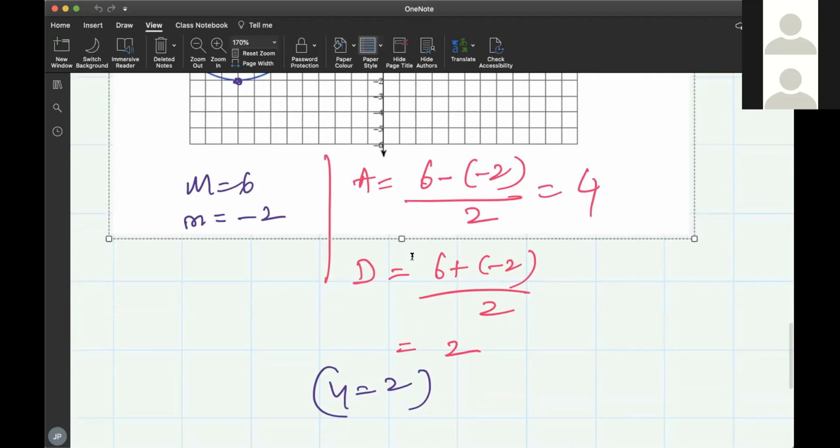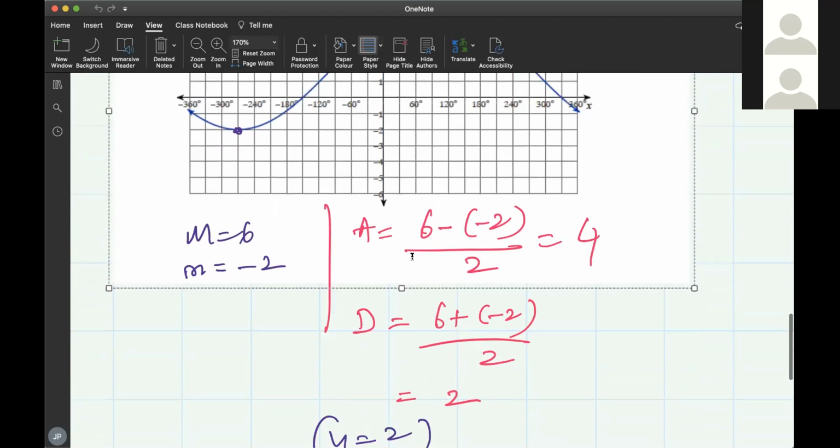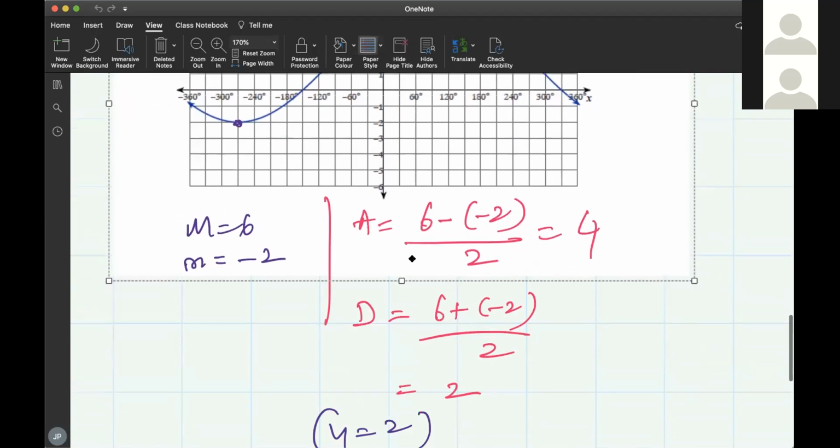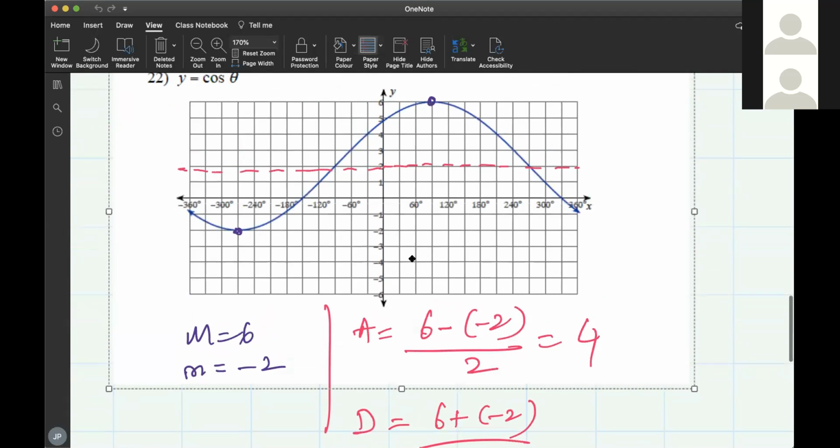Don't forget that. The first thing I always tell my students is, draw the central line. If it's y is equal to 2, draw the central line at y equals 2. So you need to draw the central line. Okay, I'll use another color. There we go. That's the central line. So we got A and D and the central line in place.